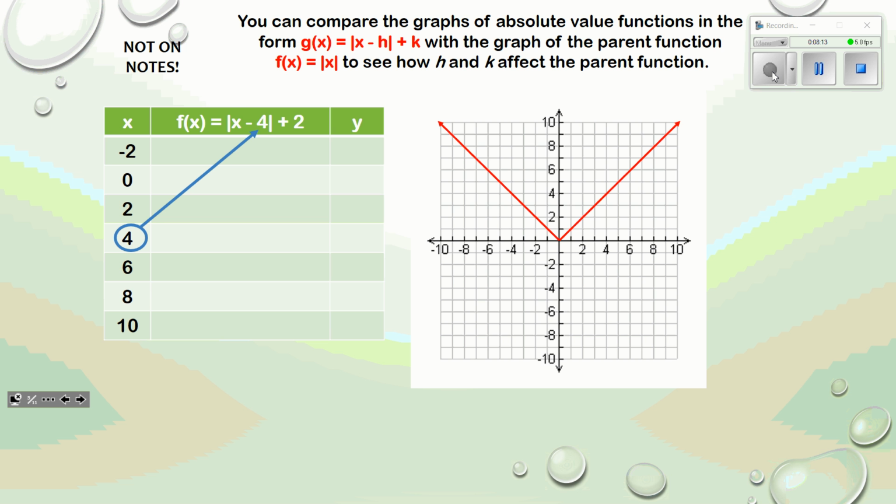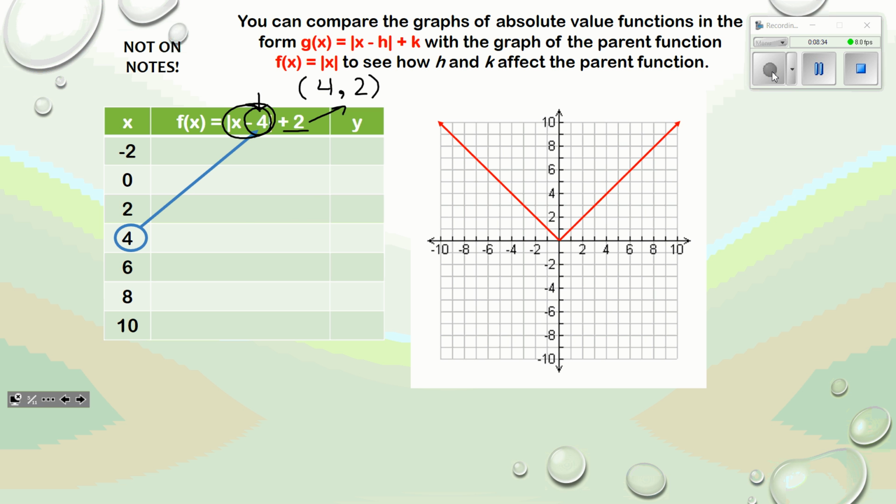Now, we could make this huge t-chart, but let's just look up here. Inside the absolute value, you see the x. You see this -4? For our new vertex, we're going to take the opposite of a -4, which is 4. And for the y, we just copy it. See this +2? We have a +2. So our new vertex for this equation is going to be 4, 2.